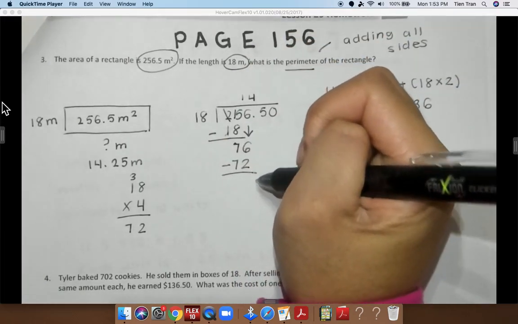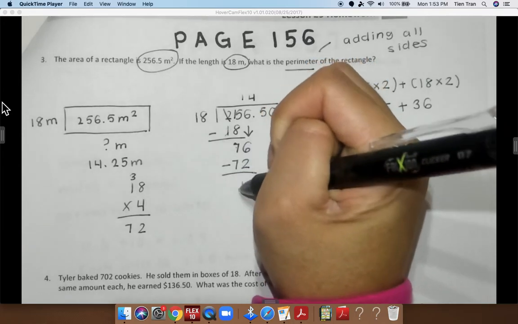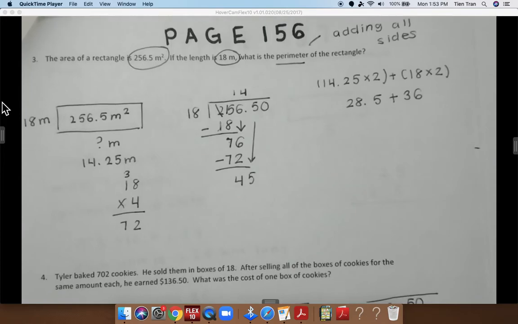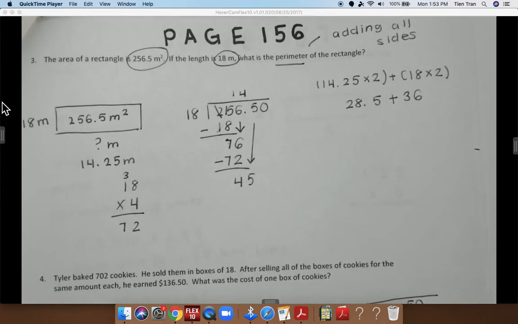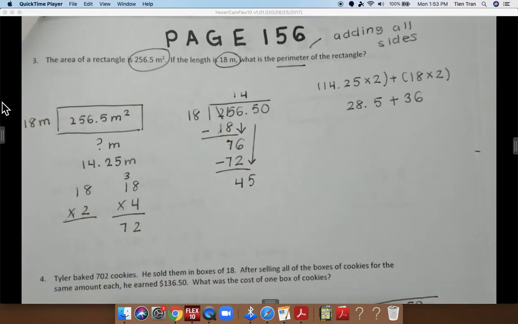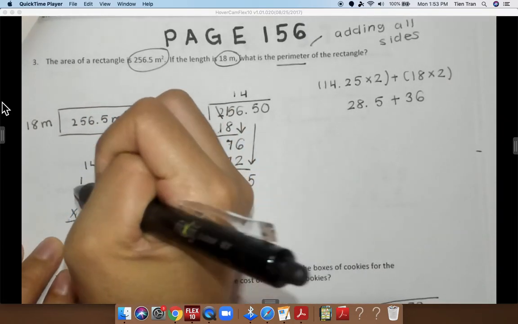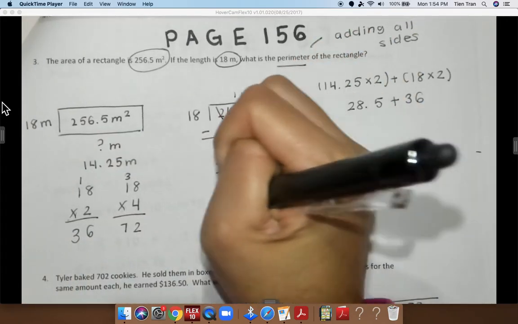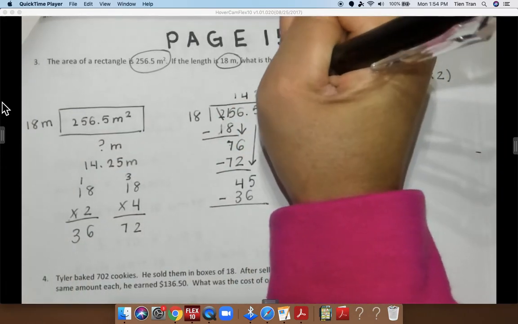6 minus 2 is equal to 4. 7 minus 7 is 0. I don't need to write that down. How many times can 18 go into 45? I'm going to try 2. 18 times 2. 8 times 2 is equal to 16. 2 times 1 is 2, plus 1 is 3. So 36 works. I'm going to write that down.